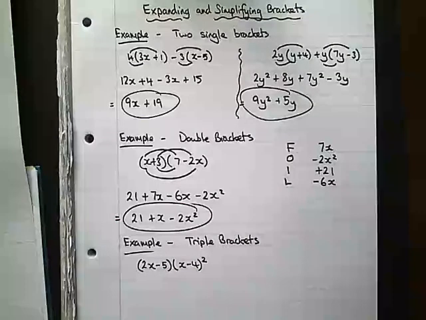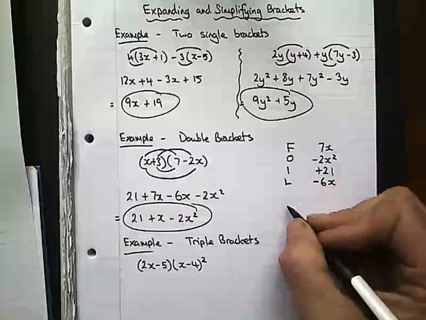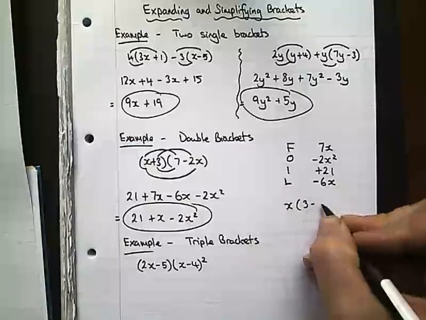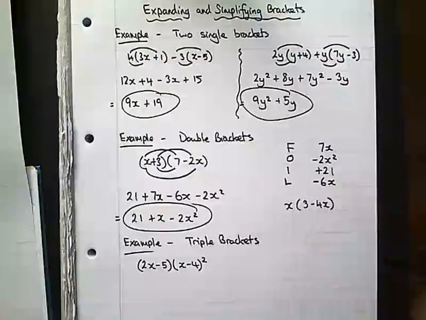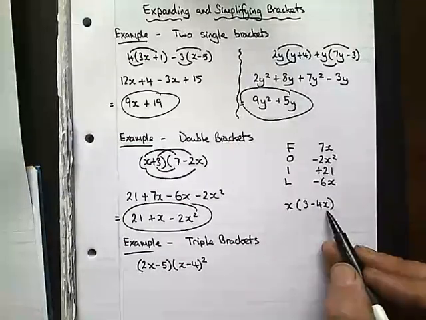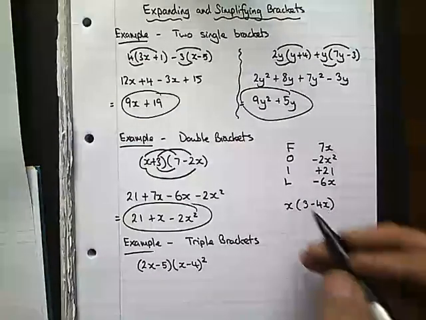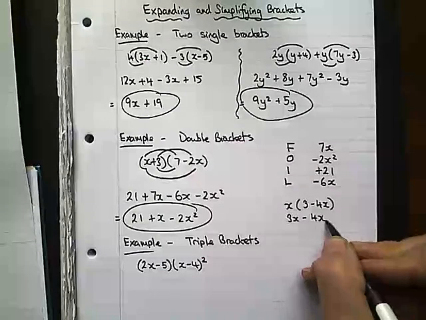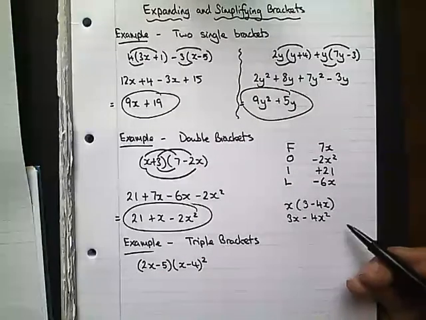Like I said, sometimes you don't get numbers or you don't get x's. I'll give you a quick example. If I was multiplying x by, I don't know, 3 minus 4x, this is going to get me a quadratic term. It's going to get me an x times an x. So what this will get me is 3x minus 4x squared.